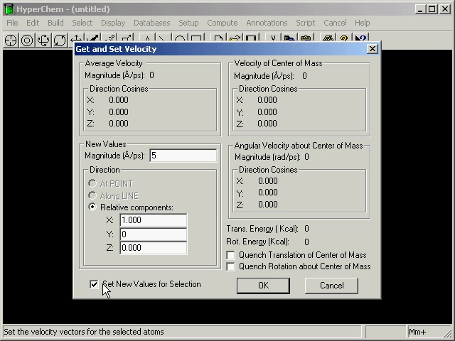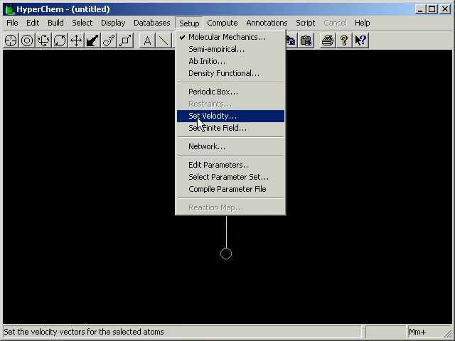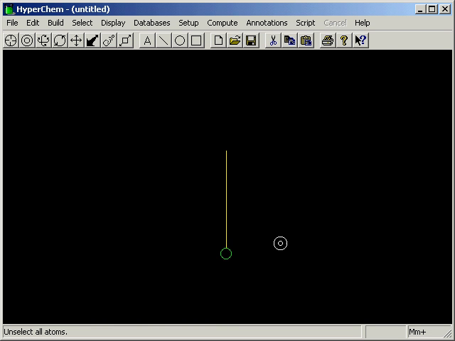And we'll have to check this box. If we want these new values to be taken, we have to set this checkbox here. So now we're assigning a velocity to that particular atom along the positive x-axis of 5 angstroms per picosecond. So this is assigned. We take this one now and we go up and set its velocity to be the same magnitude but in the minus x direction. And so now we've assigned the velocities to these two atoms, and we have velocities for the whole system.